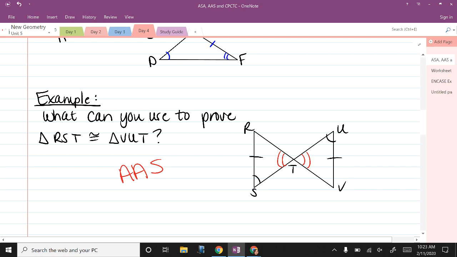Because corresponding angles are kind of hard to see on these pictures. Okay, so if we look at the directions, refer back to your theorems handout if you need to.